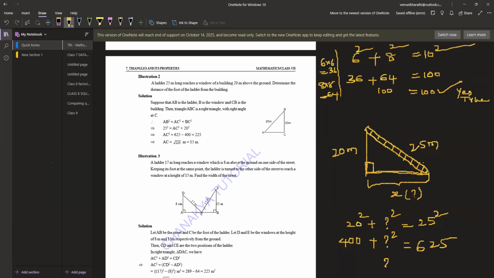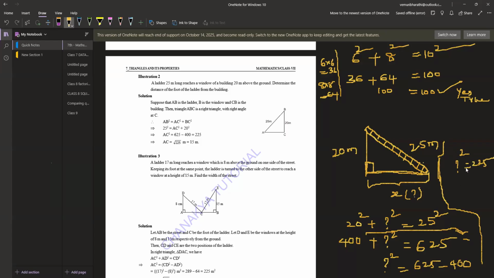So to find the unknown number, if you transpose this plus 400 to the other side, it becomes minus. It becomes 625 minus 400. What is the value? 625 minus 400, can you subtract? 225. Yes, unknown number square is equal to 225.